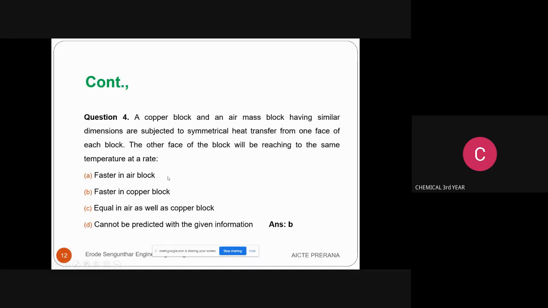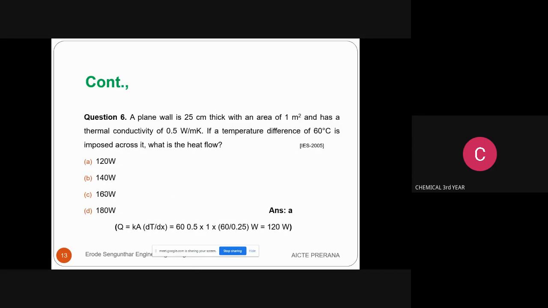So check the answers. Faster in air block, faster in copper block, equal in air as well as copper block, cannot be predicted with the given information. No, we can predict the information, and we can't say that it is equal in the air and copper block. No, never. The air block is your gaseous block, so never when compared to your solid. So the copper block is the answer. Faster in copper block, option B, is the answer for question number 4. And if we move to question number 5, a plain wall is 25 centimeter thick with an area of 1 meter squared and has a thermal conductivity of 0.5 watt per meter Kelvin.